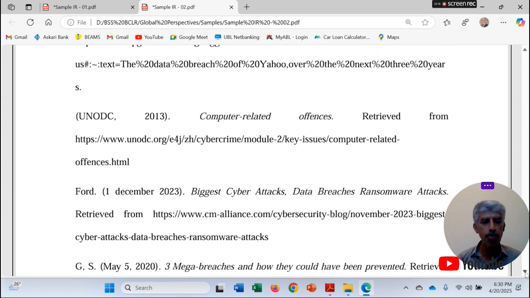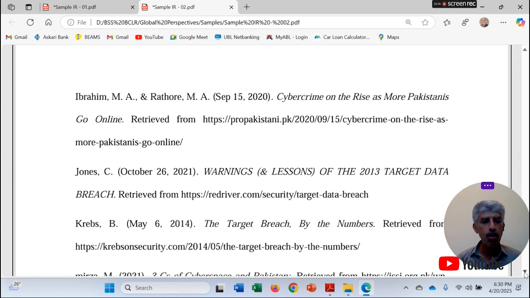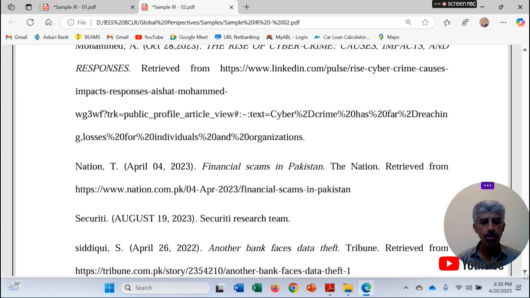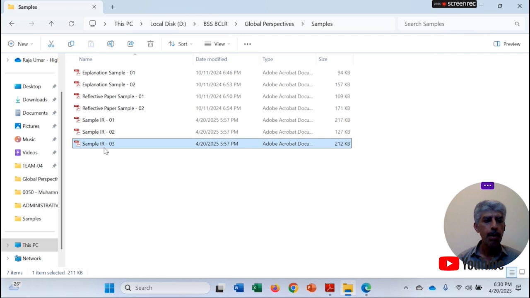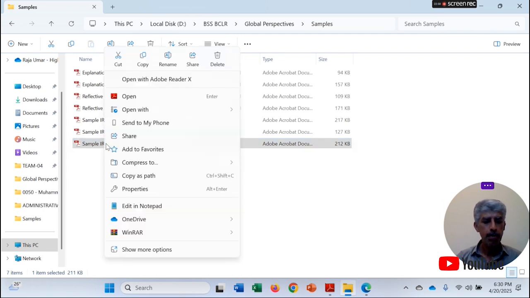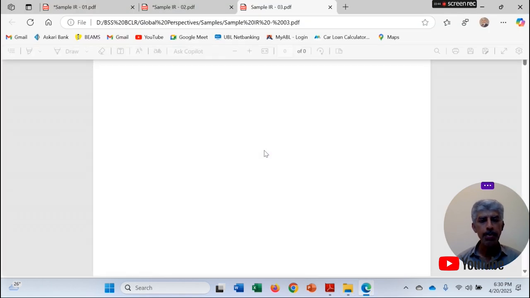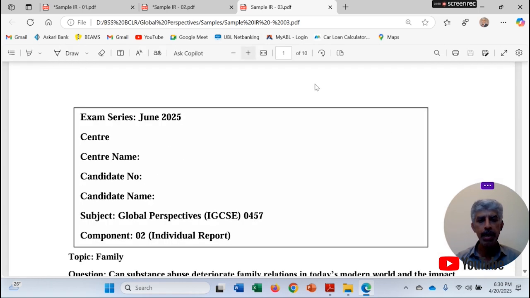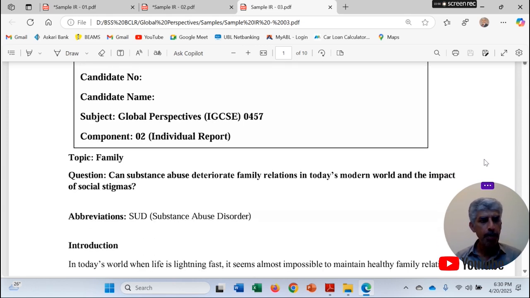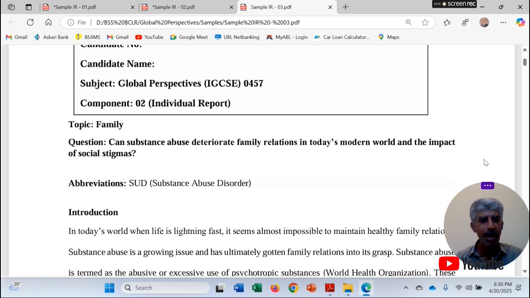And afterwards the student has given the bibliography of the whole of this individual report. That is not part of the word count. Bibliography is given after the word count. So this is how this particular report is drafted. And now I have another one. So I have these 3 samples with me. They are all A grader IRs. So again, topic: family.